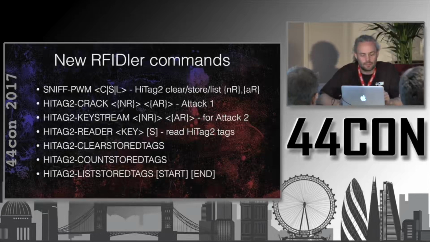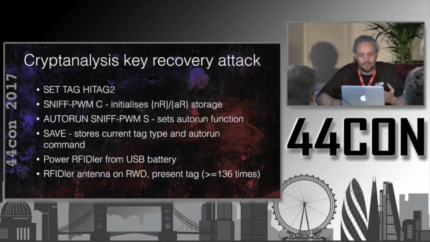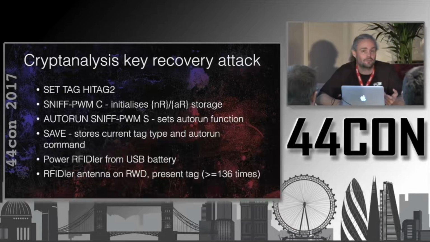So in terms of the commands, again, we're going to use sniff PWM to get the 136 encrypted challenge response values, which is just how we're going to capture them, 136 of them at least. You can have more. The code as it stands will take 1024 because I had to stick an arbitrary ceiling on it. The more you have, the quicker it will run and the more reliable it will be.